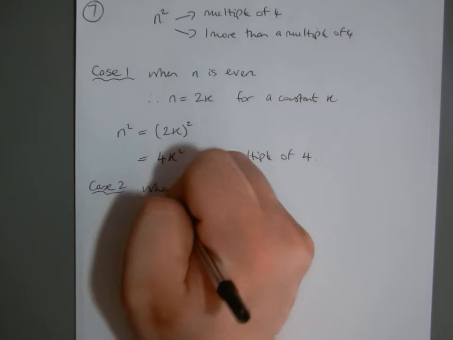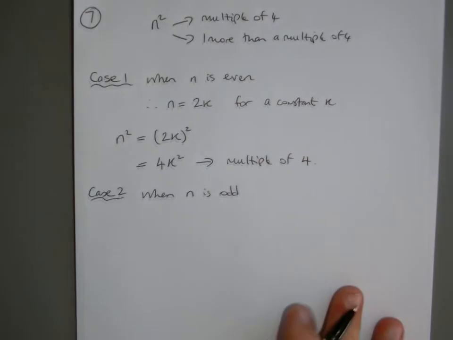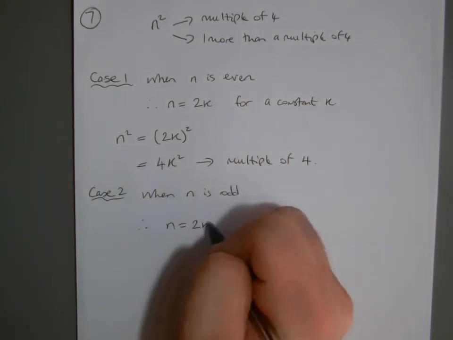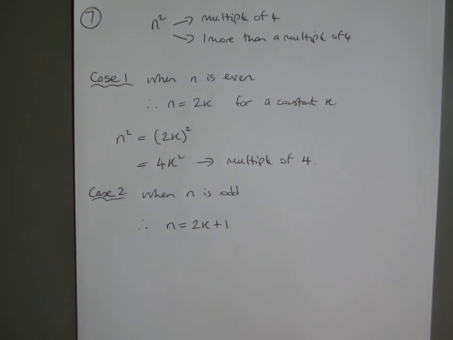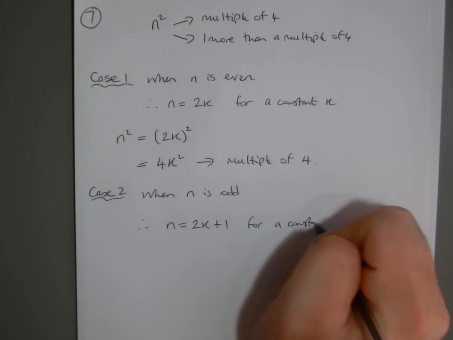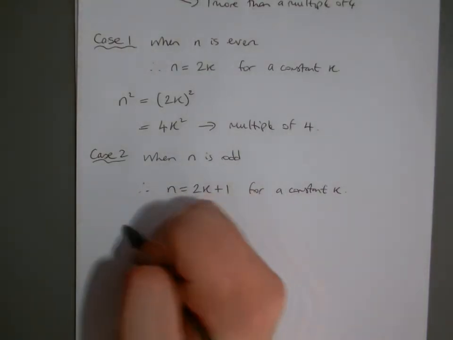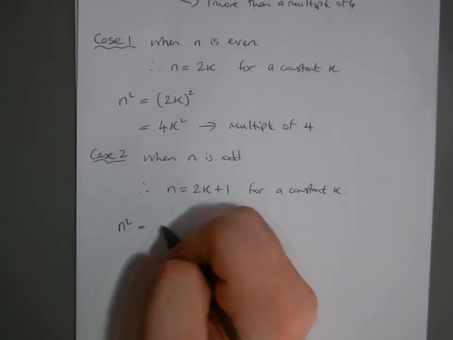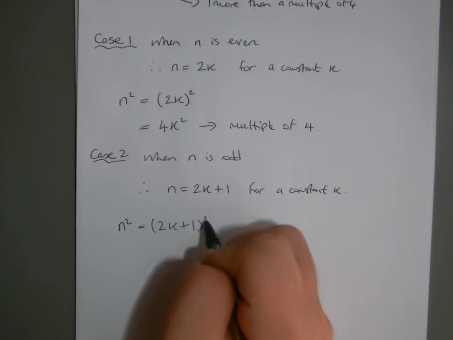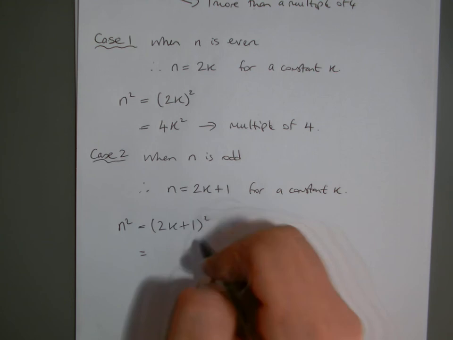Okay, so let's consider then the other case. There's only two cases, isn't there? n is either going to be even, or in the second case, n is odd. So if n is odd, that means we've got to set n to equal 2k plus 1, because that represents an odd number. So I'm going to square it to see what the square becomes of an odd number. We've squared an even, but now let's square an odd number. So when I square an odd number, I get 2k plus 1 all squared.